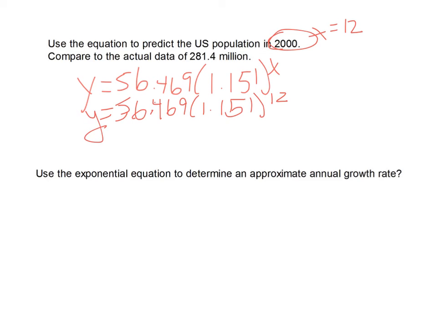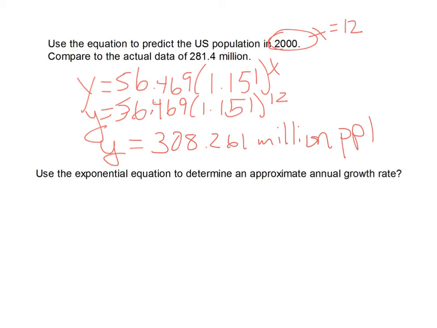All right, so there you have it. And if you calculate that, you get 308 plus 261 million people. All right, so the actual data it says is 281.4 million. So you can see this is actually a lot bigger, about 9.5% bigger if you do a little math there.